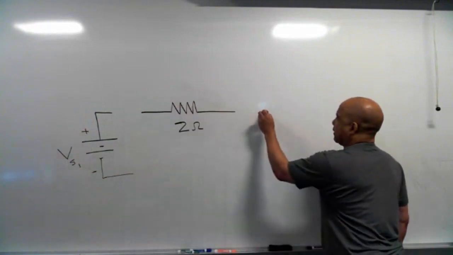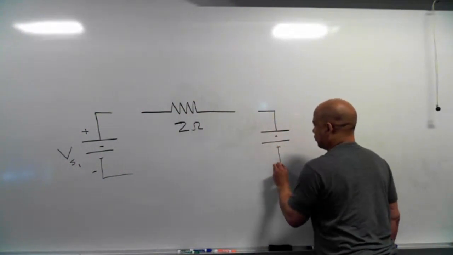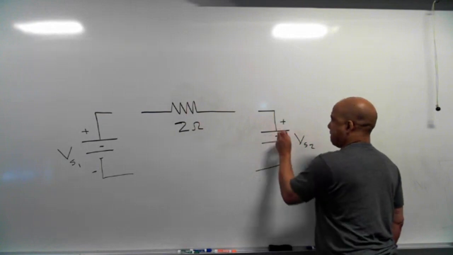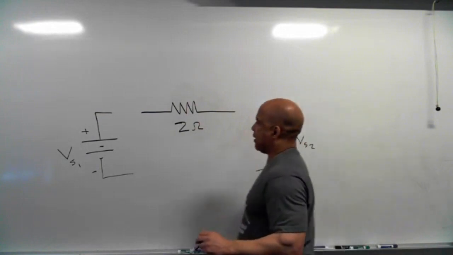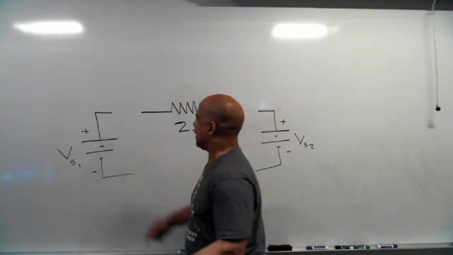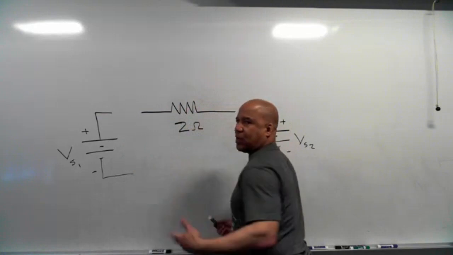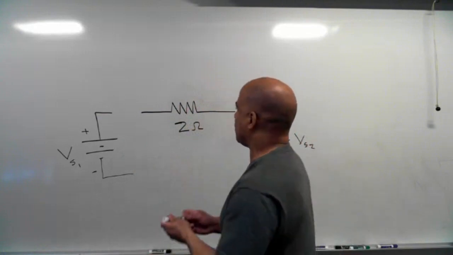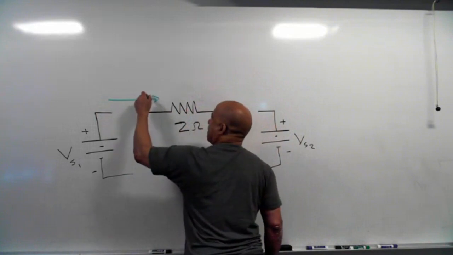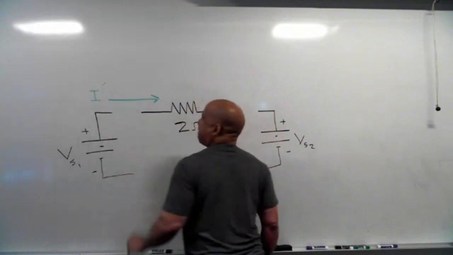And over here I got another source of voltage. We'll call it VS2. And intentionally I'm showing you, they're really connected. I'm just emphasizing that this voltage source, now we don't know the value of VS1, but this voltage source is pushing current this way. We'll call that I prime.